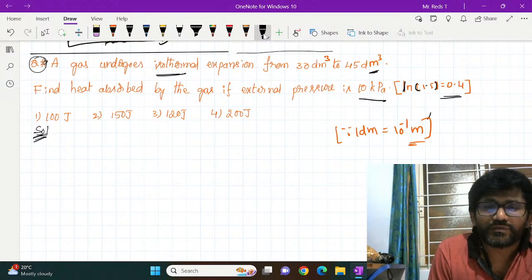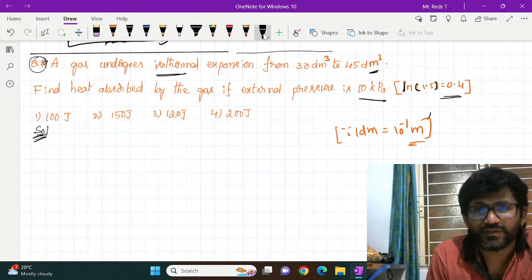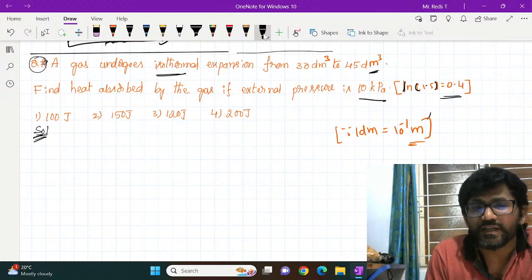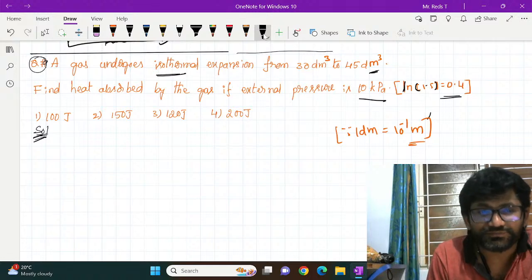So what you have to do here: what is given and what you are supposed to find. It is given that a gas is undergoing isothermal expansion. That is one part of the data. The other part is that it expanded from 30 decimeter cube to 45 decimeter cube.